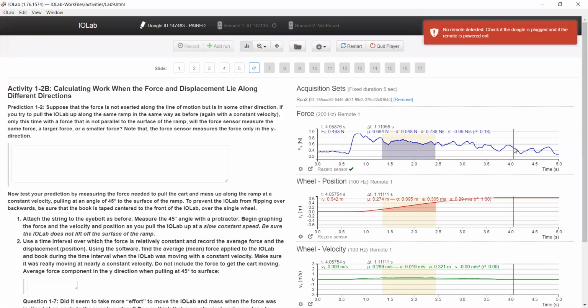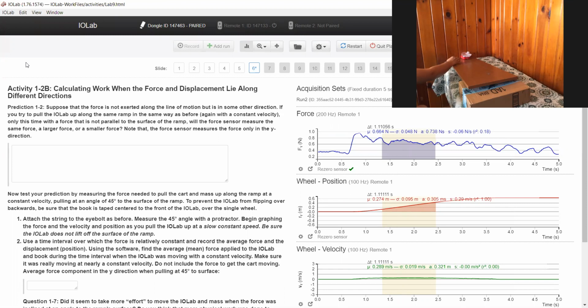Now we'll apply force at some angle. It has been set to 45 degrees here. So this is calculating work when the force and displacement lie along different directions. Let me turn on the lab. You can make your prediction: when is a larger force required? Will the force sensor measure the same force or a larger force when we apply the force at some angle? Like we did it parallel to the ramp last time, now we'll be making some angle and doing it. That's the whole goal.